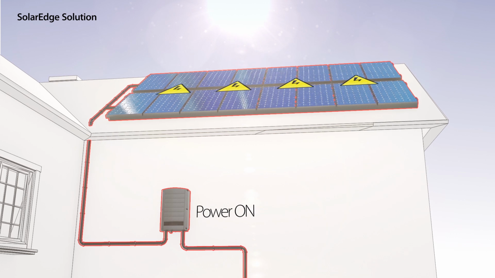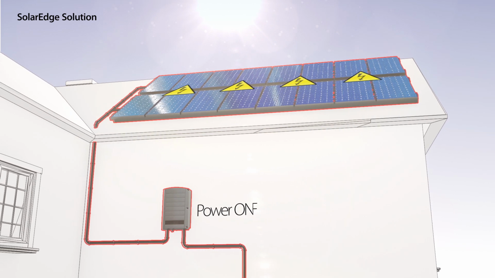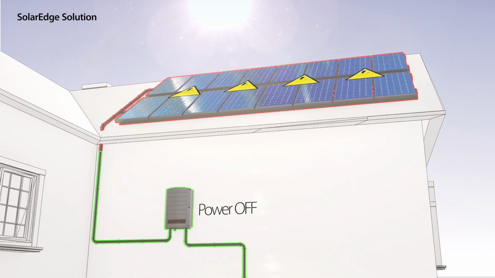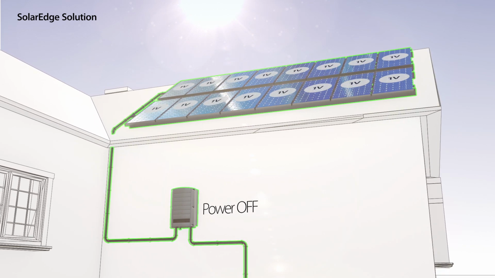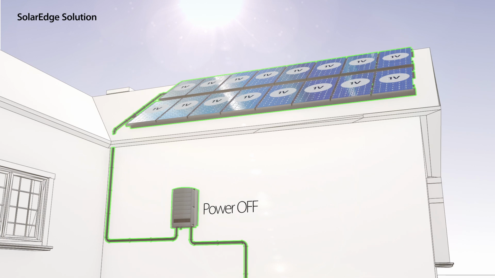With the SolarEdge solution, whenever AC power is off, the string's DC high voltage is automatically reduced to a safe voltage. This solution meets new safety regulations in all significant PV markets around the world, as well as the 2014 National Electric Code in the U.S.